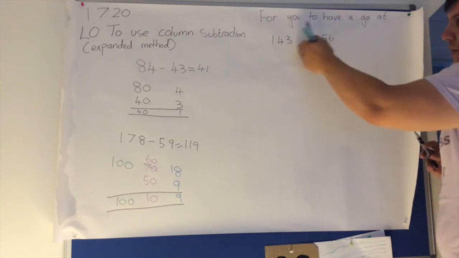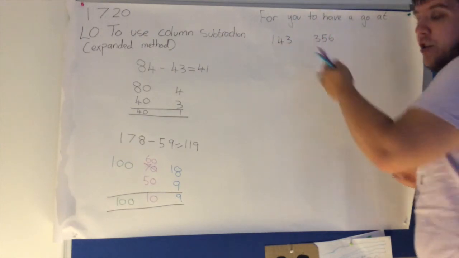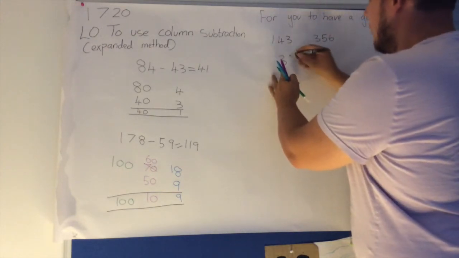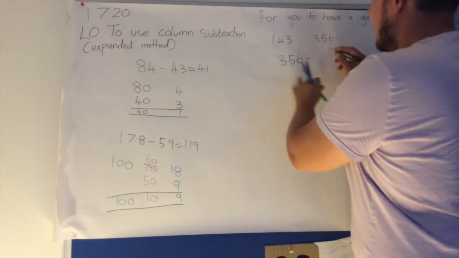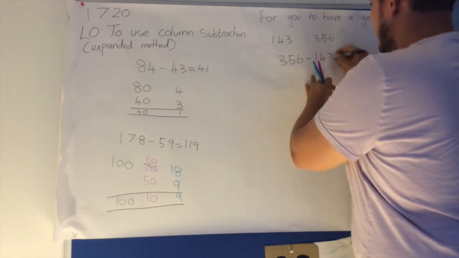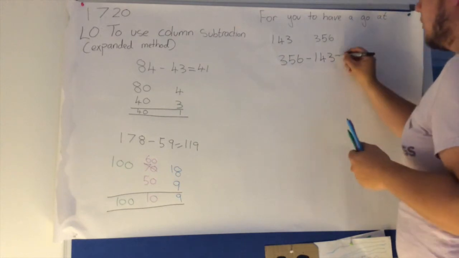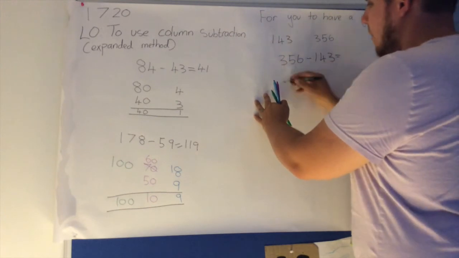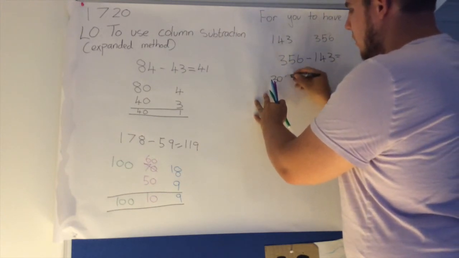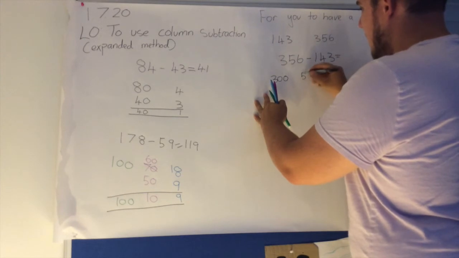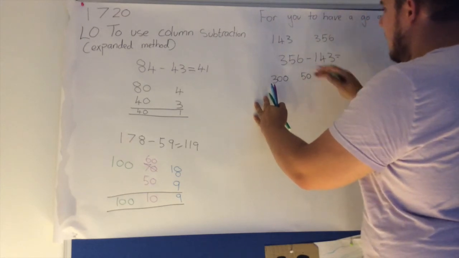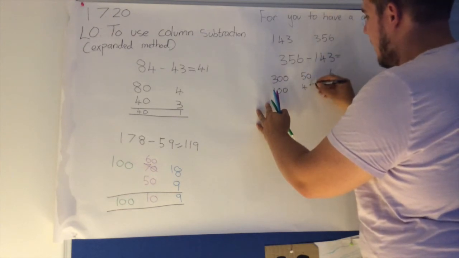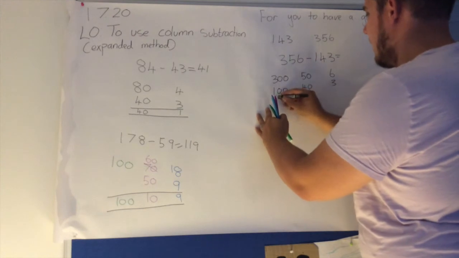You can't do 143 take away 356 and use this method. So your calculation will have to be 356 take away 143. Okay. Once you've done that, you can start setting it out as you would in the column expanded method. So I'm partitioning and breaking this number down. 300, 50, and 6. And underneath I'm going to break that number down into 100, 40, and 3.